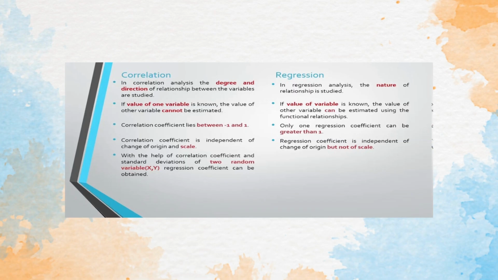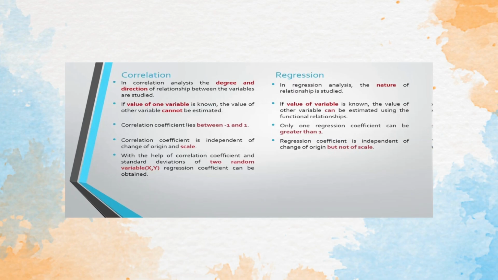And if the value of one variable is known, the value of the other variable can be estimated using the functional relationship. So in regression, we are emphasizing more on the functional relationship. As far as correlation is concerned, the correlation coefficient lies between -1 and 1. As far as regression is concerned, only one regression coefficient can be greater than 1. The correlation coefficient is dependent on change of origin and scale, whereas the regression coefficient is independent of change of origin but not of scale.